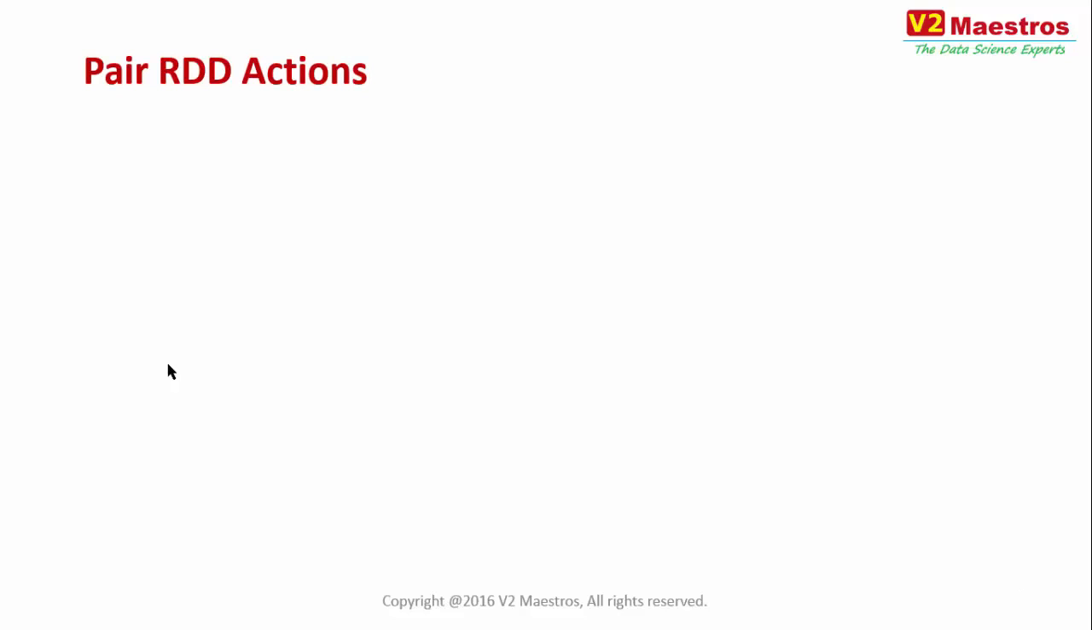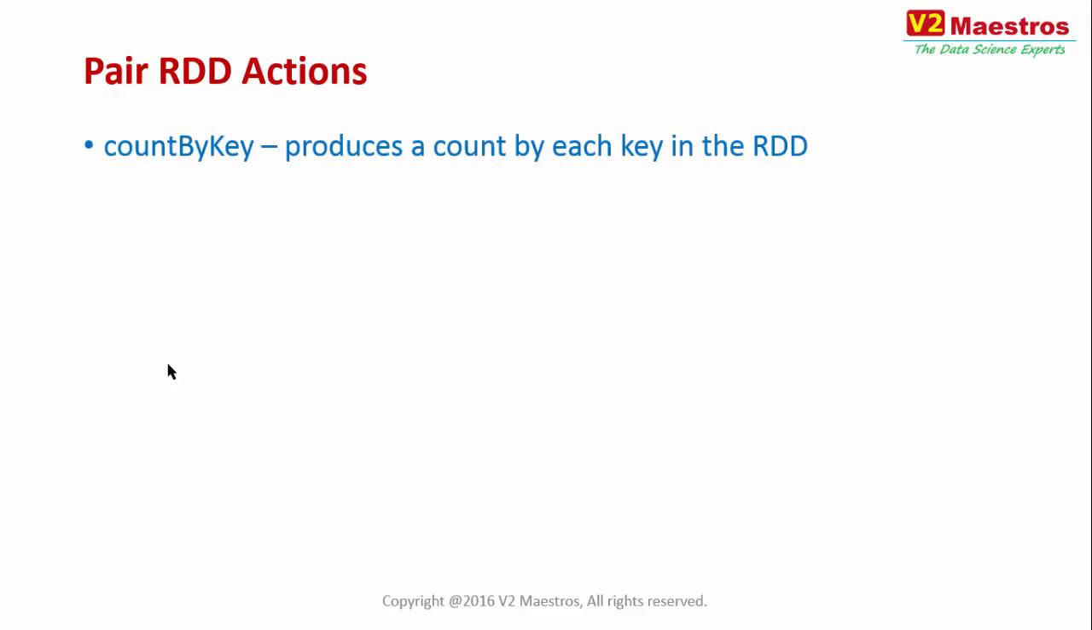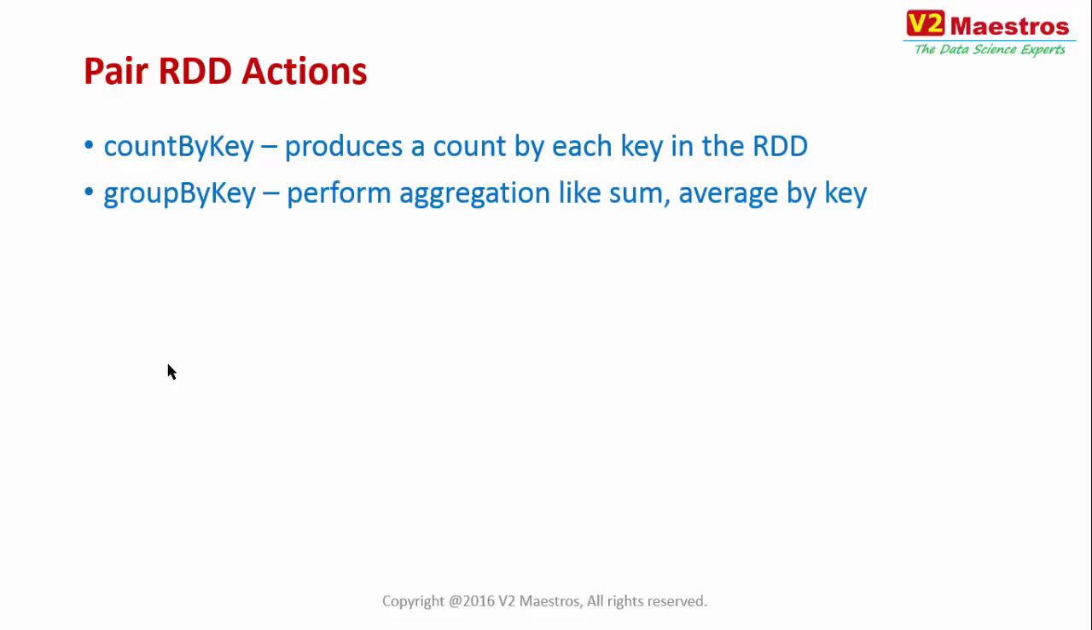Pair RDD actions. We saw what kind of pair RDD transformations are available on key value pair RDDs. There are actions that are available on pair RDDs like count by key. In this case, for every key, it gives you a count of the number of values that are there in that key. You can do group by key. You can perform an aggregation like sum or average of the values by key. You can do reduce by key, in which case the reduce operation is run for every key. So for every key, the reduce operation is run once, and the result is also produced by key.